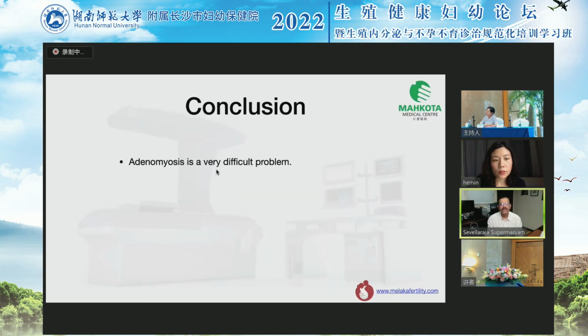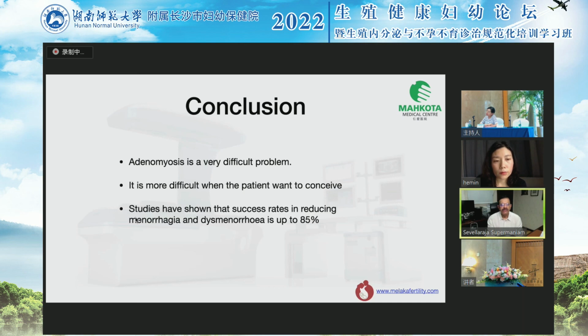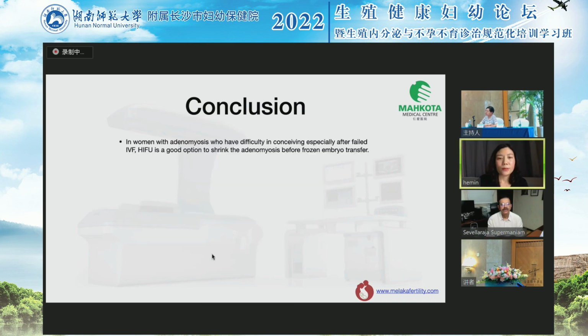Okay, in conclusion, adenomyosis is a very difficult problem. It is more difficult when the patient wants to conceive. Studies have shown that the success rate in reducing menorrhagia and dysmenorrhea is up to 85%. Not all adenomyosis cases are the same. In some, ablation is easy, and in others, it can be difficult. In women with adenomyosis who have difficulty in conceiving, especially after failed IVF, HIFU is a good option to shrink the adenomyosis before frozen embryo transfer.